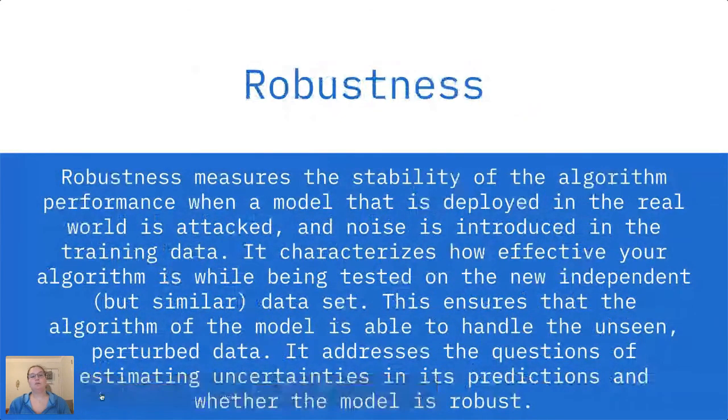And the third pillar is robustness. So robustness is going to measure the stability of the algorithm's performance when a model that's deployed in the real world is attacked and noise is introduced into the training data. So it characterizes how effective your algorithm is while being tested on a new independent but slightly similar data set. So this is going to ensure the algorithm of the model is able to handle unseen disrupted data. So it's going to address the questions of estimating uncertainties in its predictions and whether the model is robust or not.